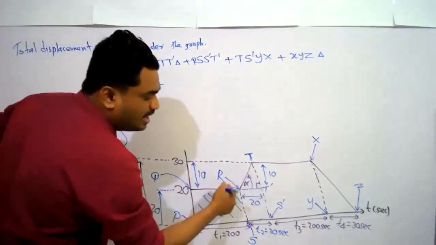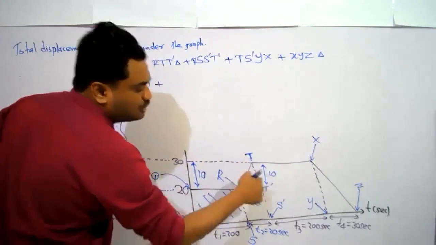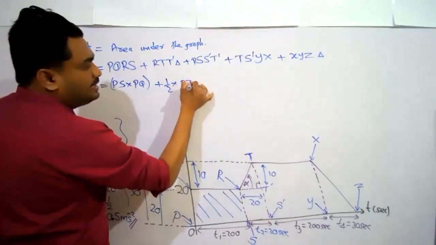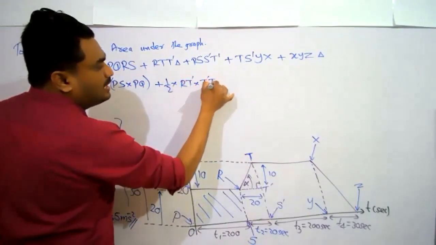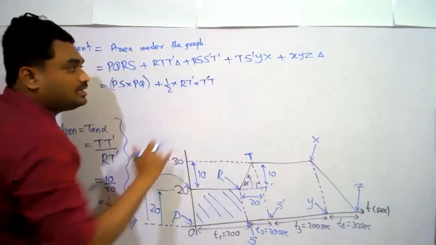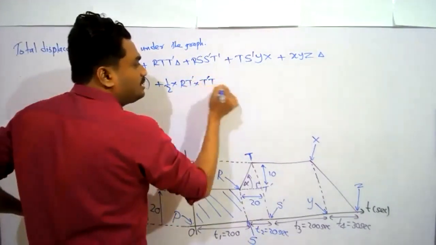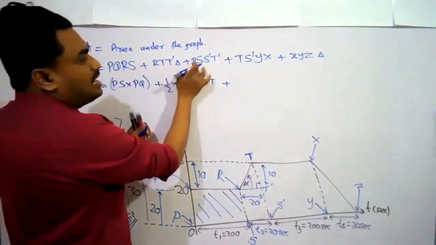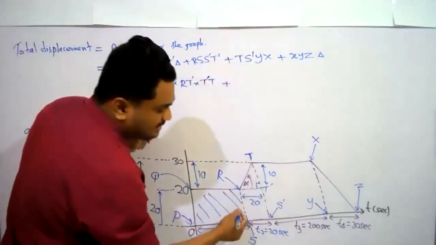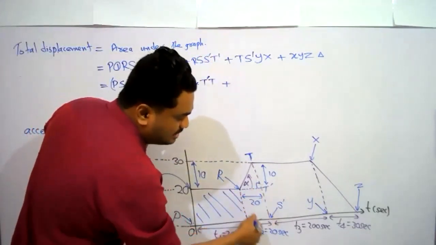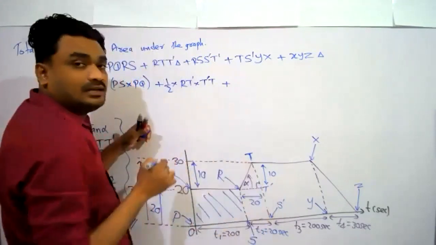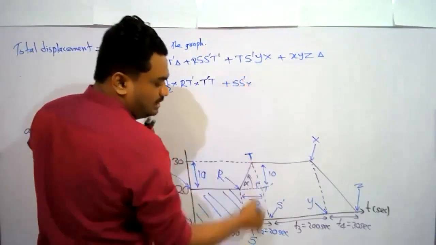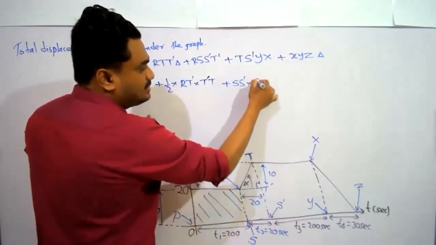Plus the area of RT dash T, which is a triangle. Area is half into base into perpendicular height. T dash T is the perpendicular height. Then RSS dash T dash is a rectangle. Area of a rectangle is length into width, that is S dash length into SR.